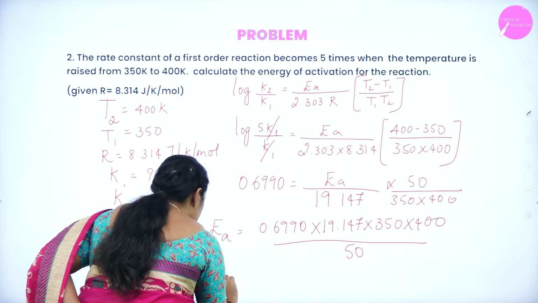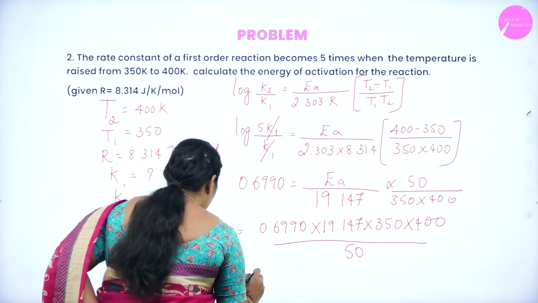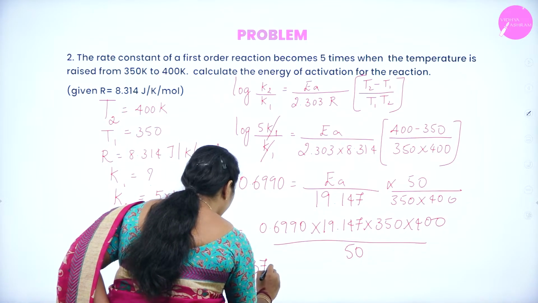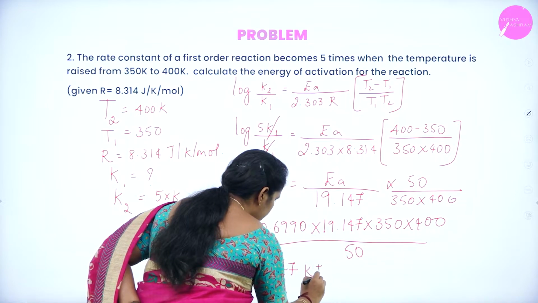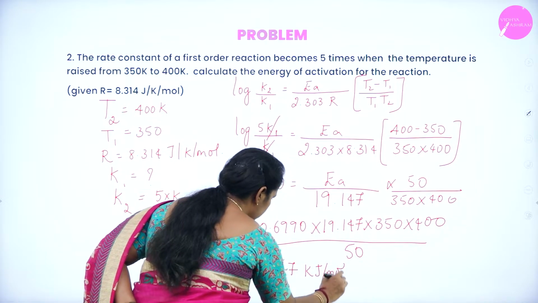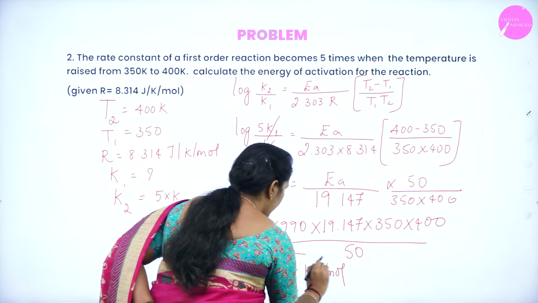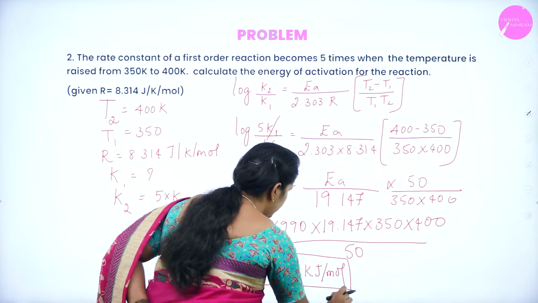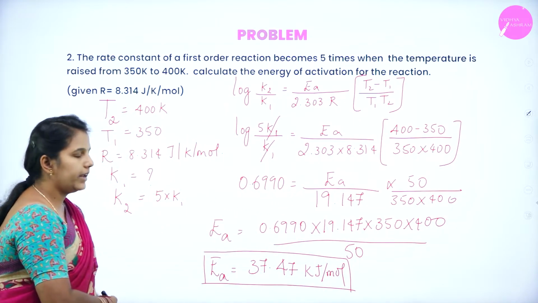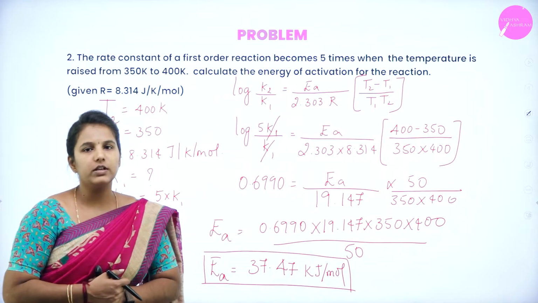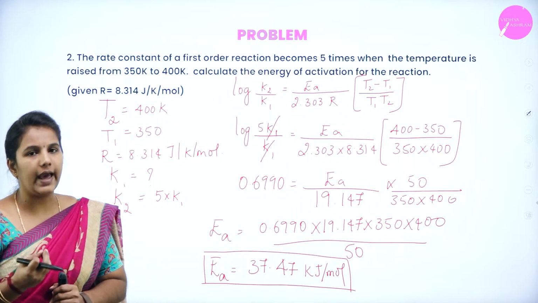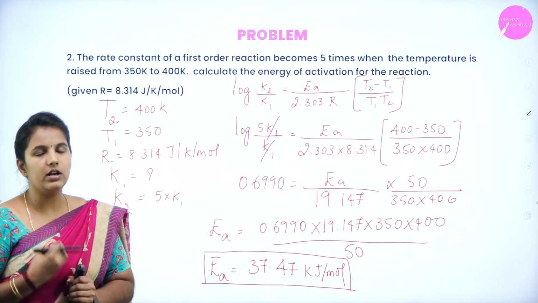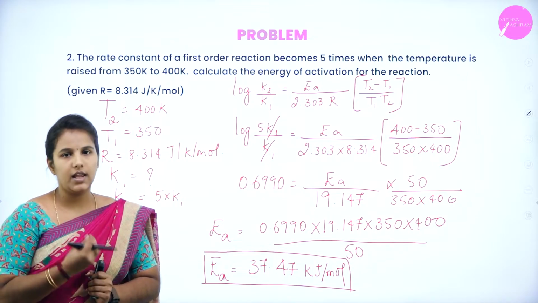Now if you multiply all this numerical and divide by 50, you will get the EA value as 37.47 kilojoules per mole. 37.47 kilojoules per mole is the energy of activation of this reaction. This is how we need to calculate the energy of activation by using the Arrhenius equation.